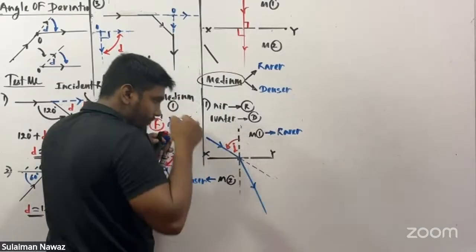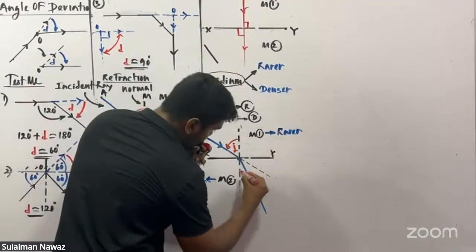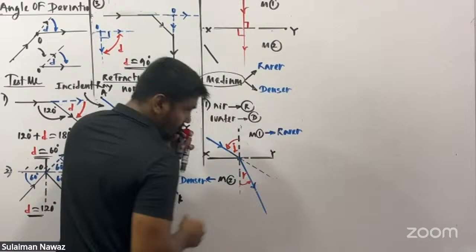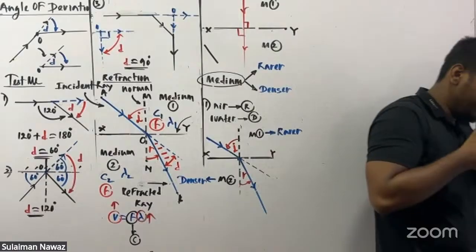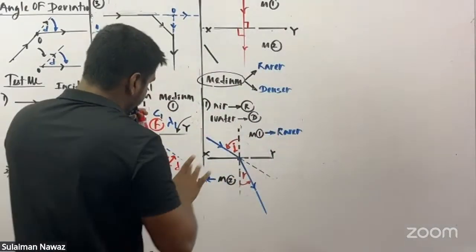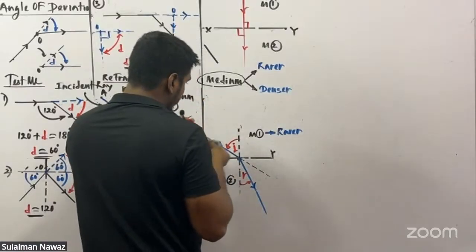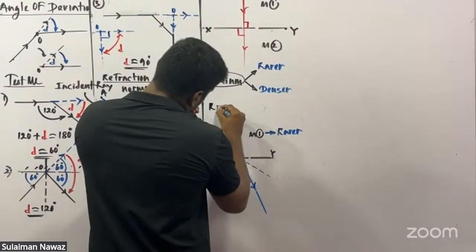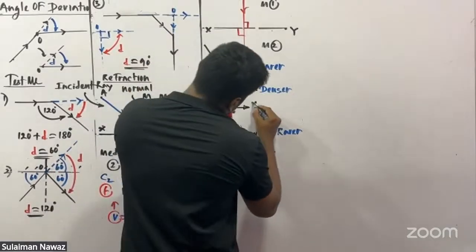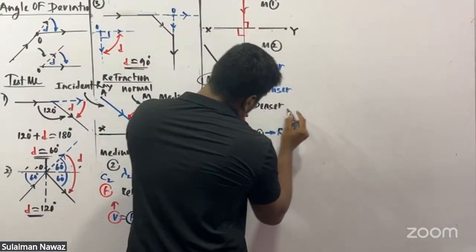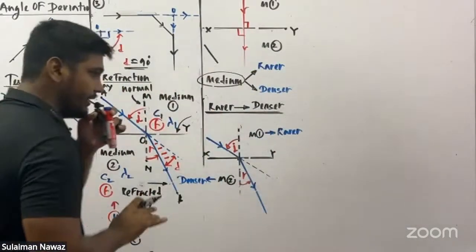So on the next page you should draw this: rarer to denser. Next diagram, denser to rarer. If I draw that one also.